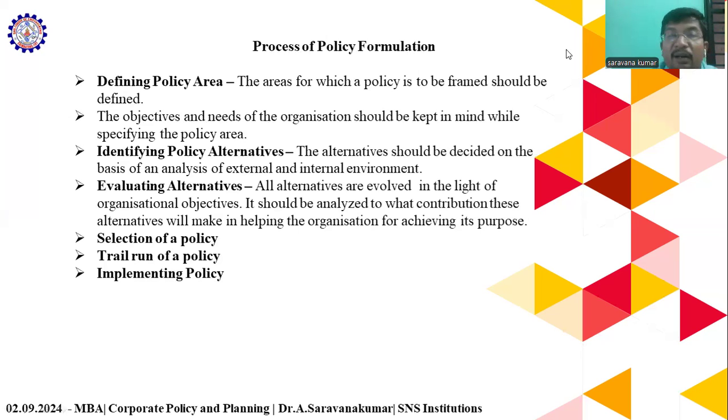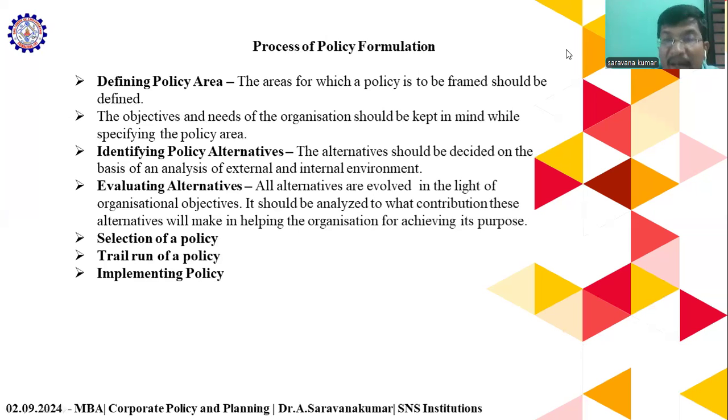Then evaluating alternatives, whether each will be right or wrong, you can check it. All alternatives are evaluated in the light of organizational objectives. It should be analyzed what contribution these alternatives will make in helping the organization achieve its purpose. To achieve the target or goal, you have to evaluate the alternative policy, checking it once, twice or thrice. Then selection of your policy: after evaluating, you select the best policy for the organization to achieve its goal or objective.